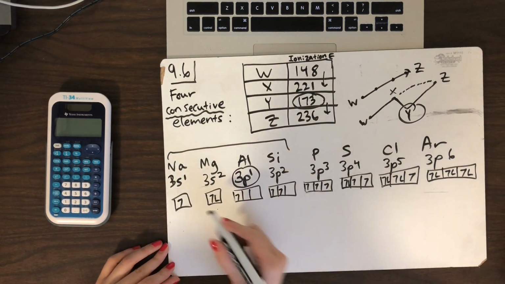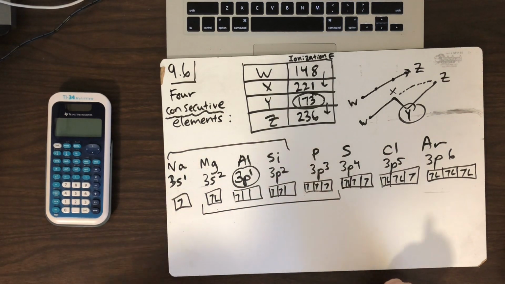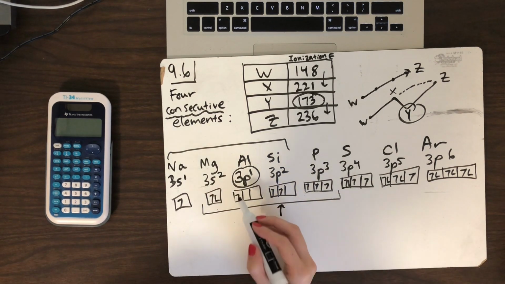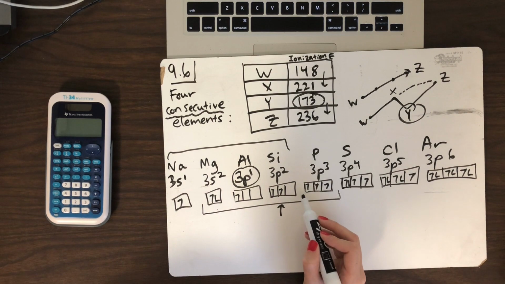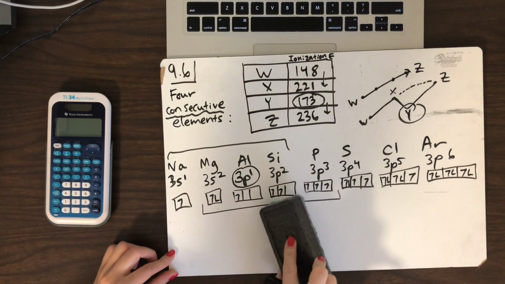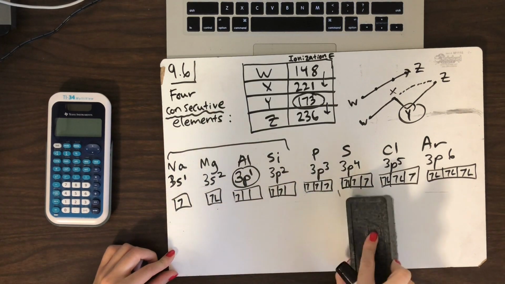From Mg to P, so is there any reason why this third one would be any different? From 3p1 to 3p2? Not really. It should just follow the normal trend we expect, so it doesn't look like we'll be using this one.